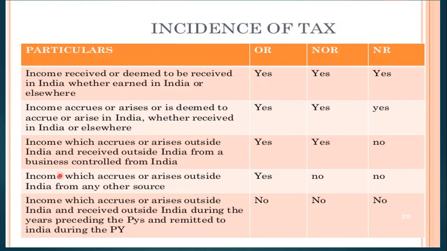Here it is mentioned that income which accrues or arises outside India from any other source is taxable for ordinary resident only. It is tax free for non-ordinary resident and non-resident both. So be careful to remember this table, repeat it, and understand it very thoroughly so that you can easily calculate the sum. Now let's see the sum.